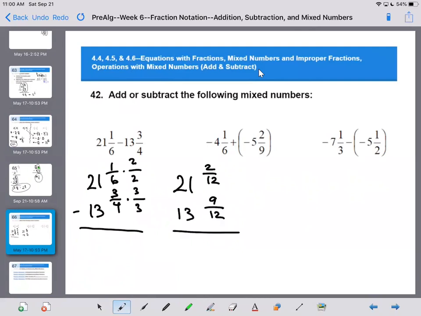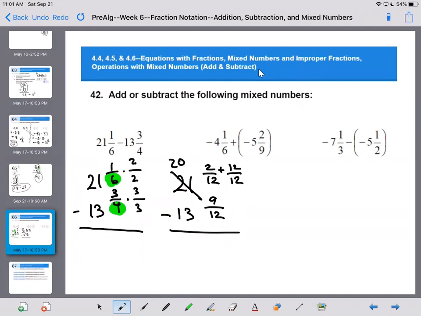So notice I didn't have the same denominators, but that's okay. We've had that practice with using the LCM method to do that. So now I've got 21 and 2/12 minus 13 and 9/12. It's very similar to what I've had a couple of slides ago. I can't take away 9/12 from 2/12 without going into the negatives. So what am I going to do? That's right. I'm going to take away a whole from 21 and make it 20. But what am I adding over here? I'm adding a whole, which is 12/12.